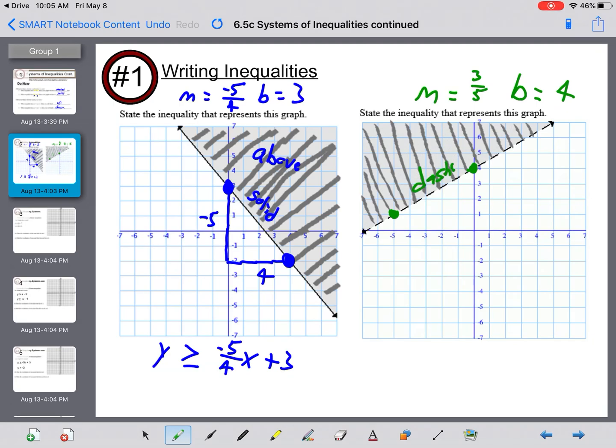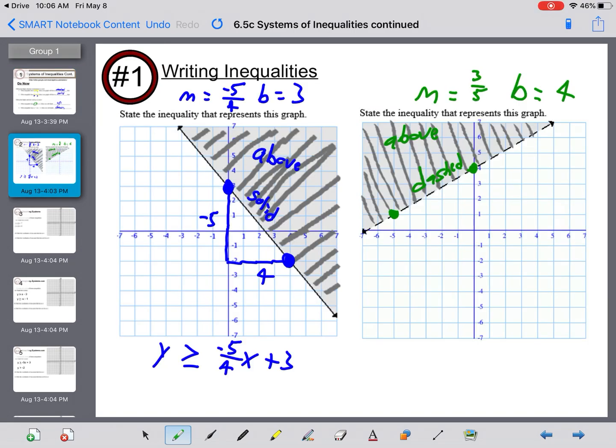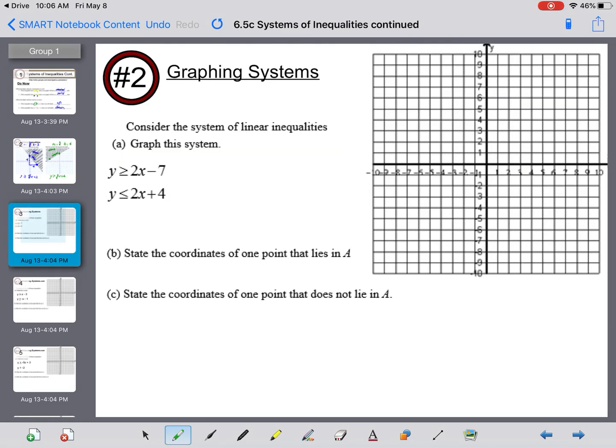Again, now we have to determine the inequality symbol. I see a dashed line and shaded above. A dashed line would be one of these two, and above means it would be the greater than symbol. So y is greater than 3/5 x plus 4.